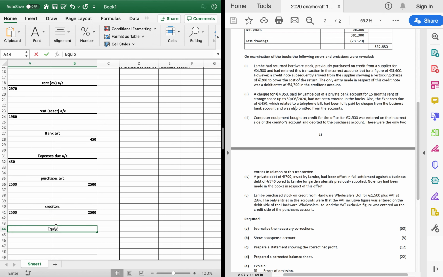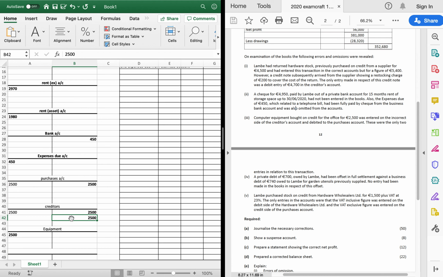So it's equipment here. So again, Loadsy asked me this yesterday about purchases. Purchases is only ever purchases of trading stock. So I would have to say purchased hardware stock or purchased stock. If it doesn't say stock, it's always debit what you bought. So what did we buy? We bought computer equipment. So it's going to be debit computer equipment and credit how we bought it. We bought it on credit. So debit what you bought, credit how you bought it. Okay, and that's that one finished then.